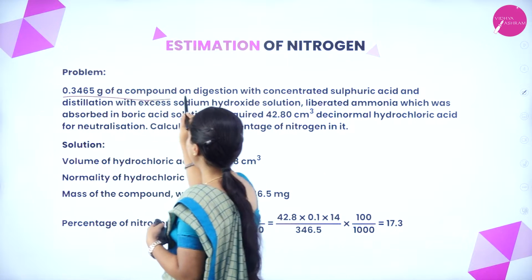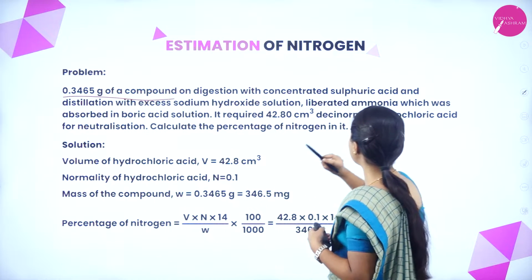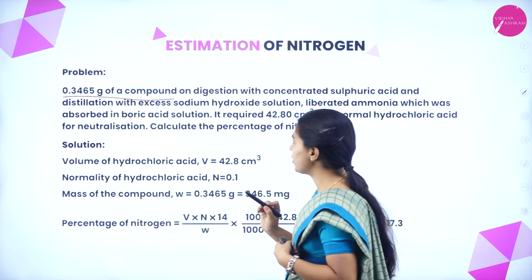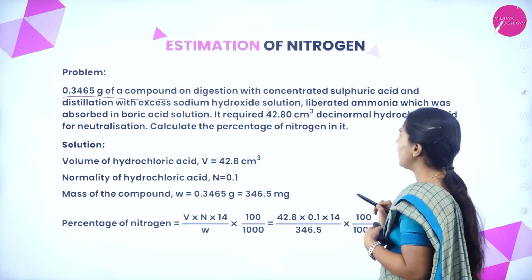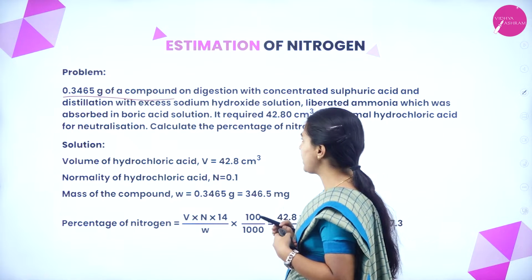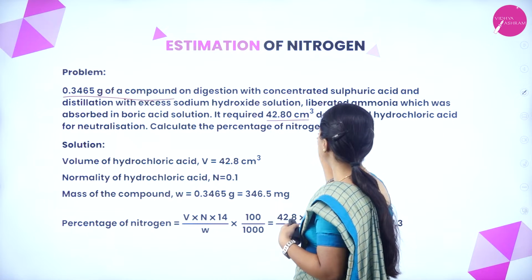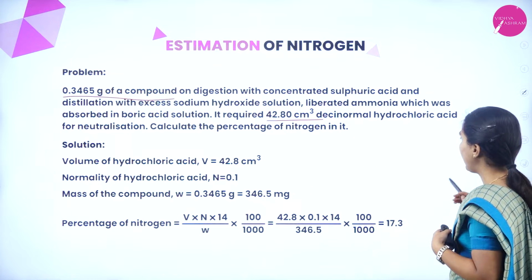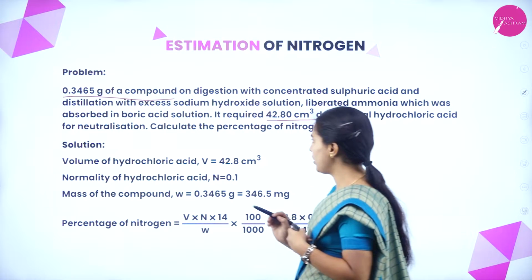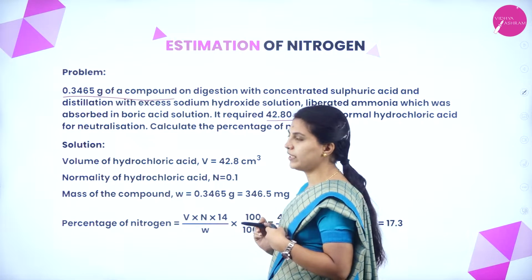0.3465 gram of organic compound, on digestion with concentrated sulfuric acid and distillation with excess sodium hydroxide solution, liberated ammonia which was absorbed in the boric acid solution. It requires 42.80 centimeter cube decinormal hydrochloric acid for neutralization. Calculate the percentage of nitrogen in it.